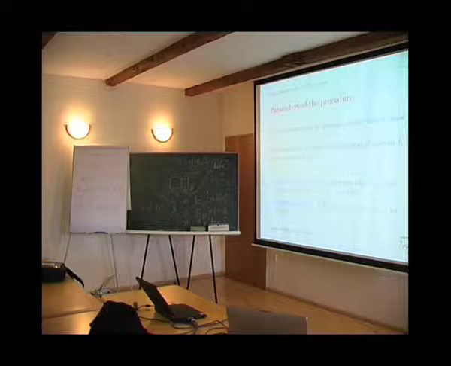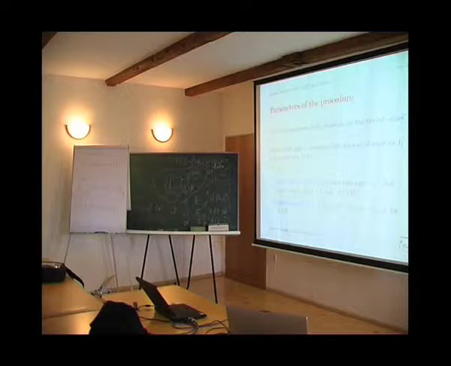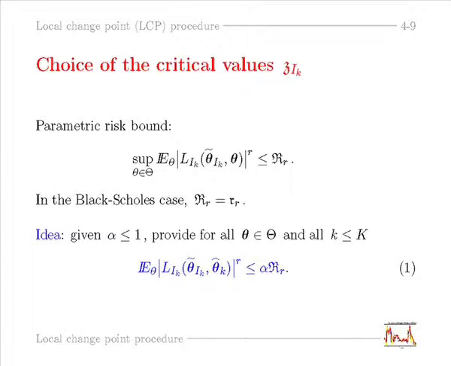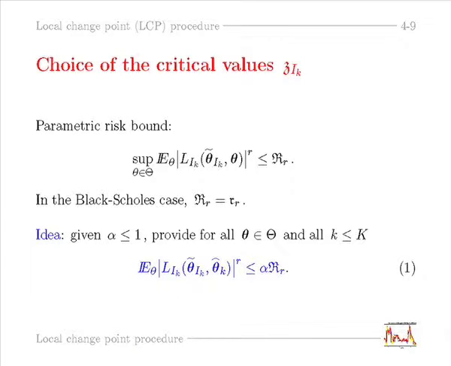Now again about the parameters. You need to fix the set of intervals, exactly as before, nothing new. Additionally, you have to fix the set of interior points. This is one proposal among others: we check every point as a candidate for the change point, but only once, actually, in time.